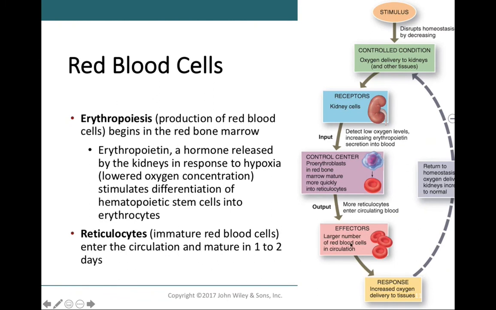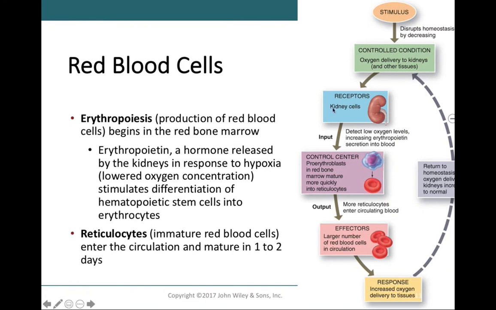And we see this negative feedback loop shown here on the right side. So one of the major stimuli that's going to stimulate this feedback loop is hypoxia, which refers to a decreased concentration of oxygen in the bloodstream. So you can see in this example, the controlled condition is oxygen delivery to the tissues. If we do not have enough oxygen delivery, that's considered hypoxia. So some type of stimulus is going to decrease our oxygen levels and give us hypoxia. And that's what's going to be sensed by the kidney cells. The cells in the kidneys are constantly going to be sensing for hypoxia and decreased oxygen levels.